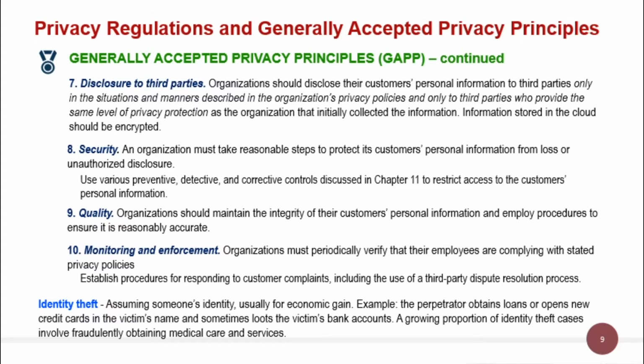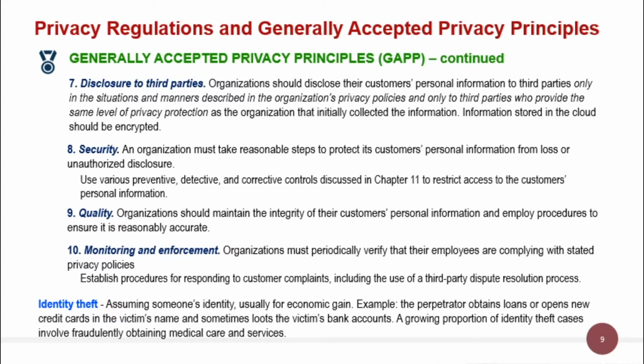And then the security, the eighth one: security must take reasonable steps to protect customer personal information from loss or unauthorized disclosure. There are various preventive, detective, and corrective controls, as discussed in chapter 11, the chapter before this one, to restrict access to the customer personal information. So security is very important, so that the personal information cannot be accessed by unauthorized parties.